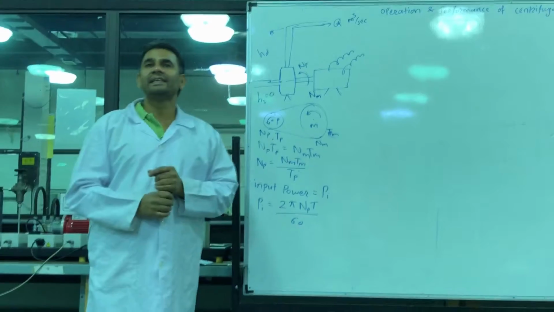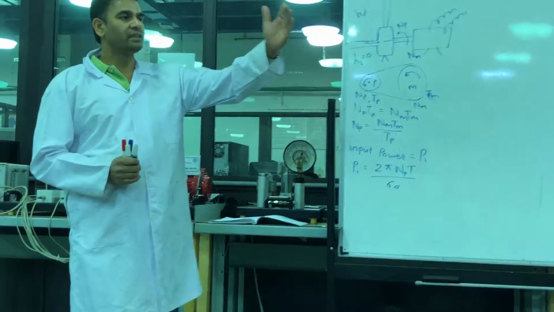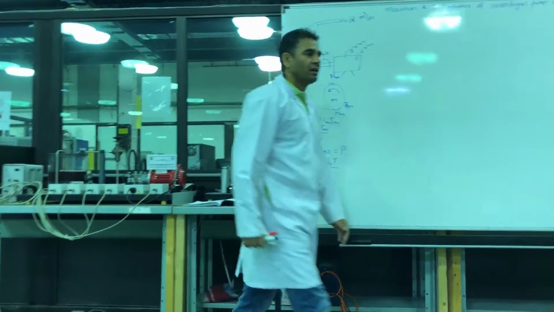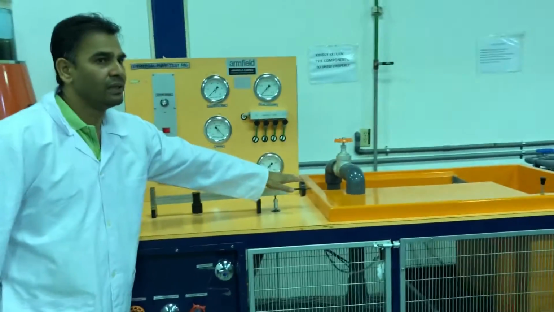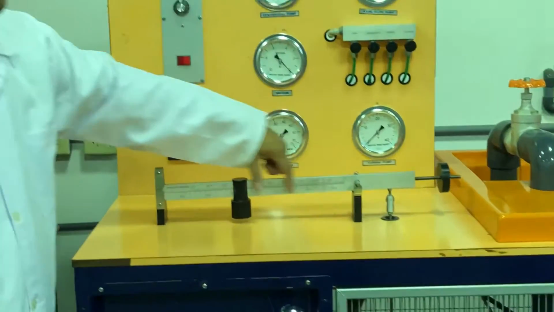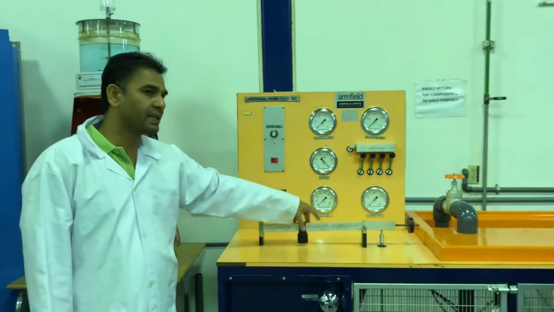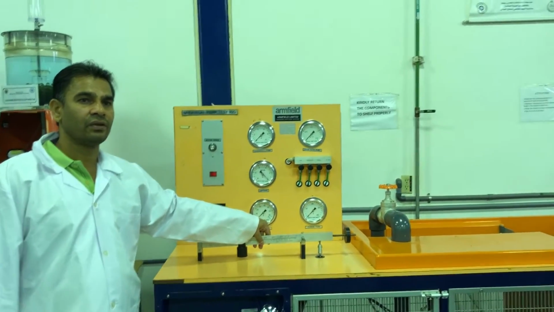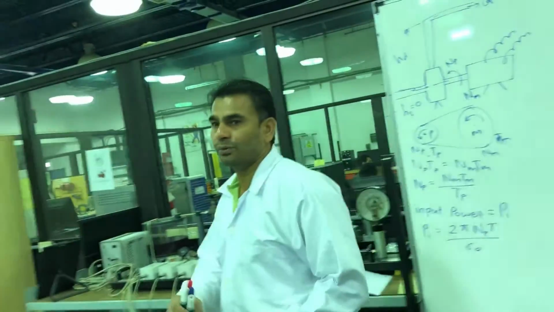The torque is measured by using a dynamometer. The dynamometer is fixed with this lever and weight assembly. This scale is calibrated in terms of torque, Newton per meter, so we can measure the torque from this scale. This is our observation. We have to measure torque so we can find the input power.